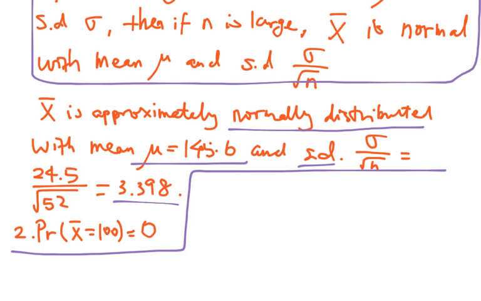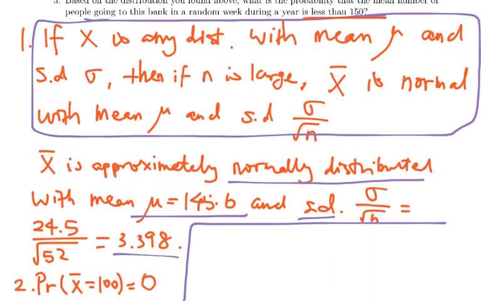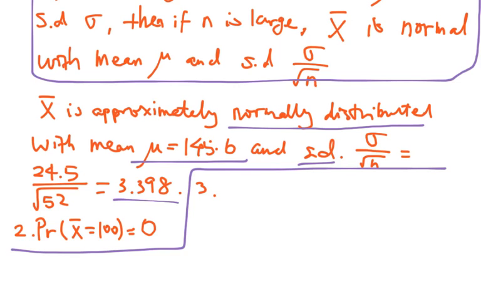Finally, for the third part, we want to know, based on the distribution you find in the first part, what is the probability that the mean number of people going to this bank in a random week during a year is less than 150. So basically here, we are looking for the probability of x bar less than 150. Okay? So x bar, based on the first part, we know that it has a normal distribution with mean 145.6 and a standard deviation of 3.398.